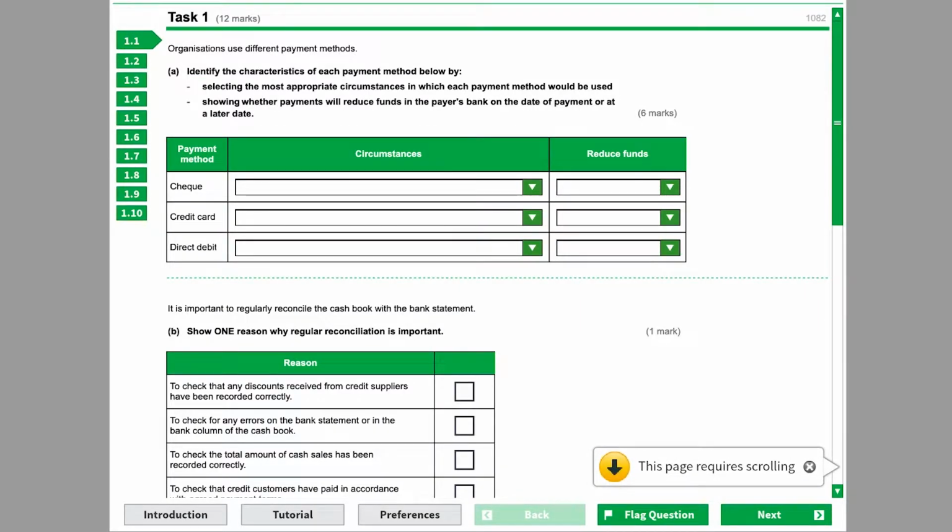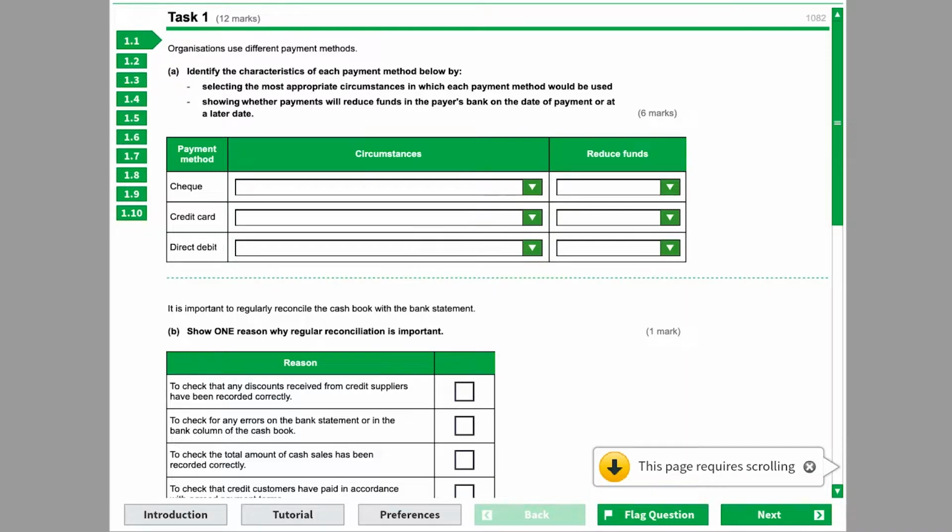So task number 1 is worth 12 marks and designed to test your knowledge of different payment methods, the purpose of control accounts and the purpose of reconciliations. Let's get into part A then. Organisations use different payment methods. Identify the characteristics of each payment method below by selecting the most appropriate circumstances in which each payment method would be used and showing whether payment methods will reduce the funds in the payer's bank on the date of payment or at a later date.